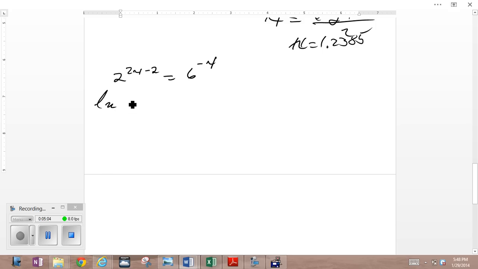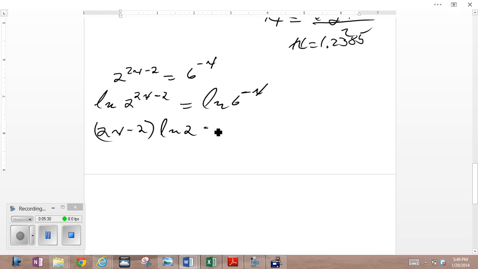Natural log of 2 to the power 2x minus 2 equals natural log of 6 to the negative x. Okay. Power rule comes in. Every one of these is incorporating this power rule, so we need to know that power rule. 2x minus 2, that collective quantity, times the natural log of 2 equals negative x times the natural log of 6.